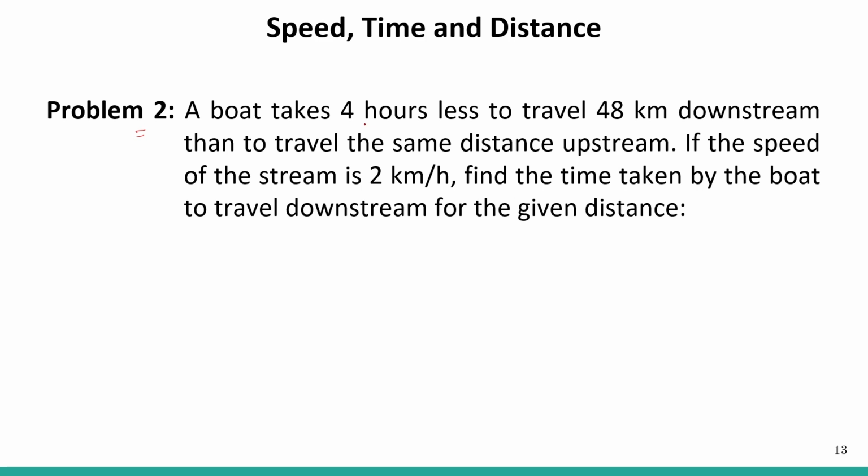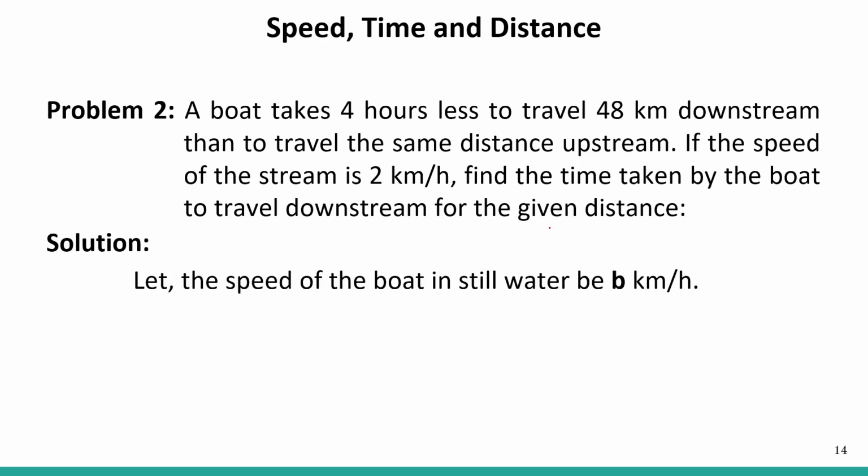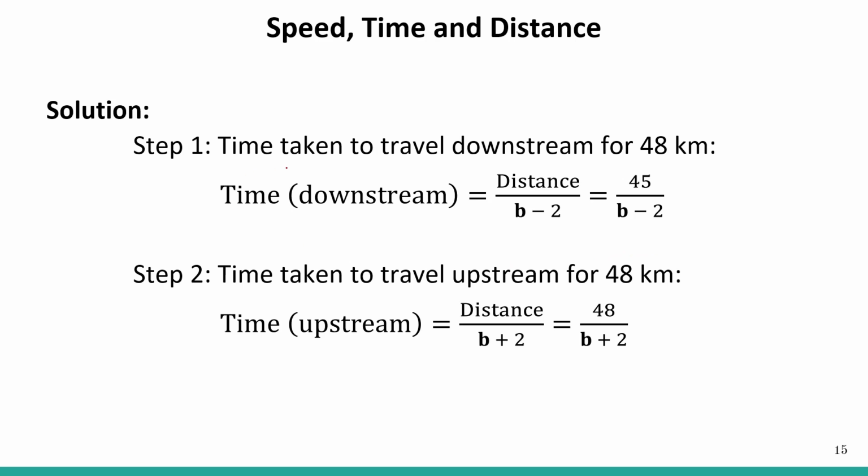So a boat takes 4 hours less to travel 48 km downstream than to travel the same distance upstream. Okay, so if the speed of the stream is 2 km per hour, then find the time taken by the boat to travel downstream for the given distance. Okay, so let the speed of the boat in still water be B km per hour. Okay, so time taken to travel downstream for 48 km will be what? Distance by B minus 2, that is equal to 48 by B minus 2.